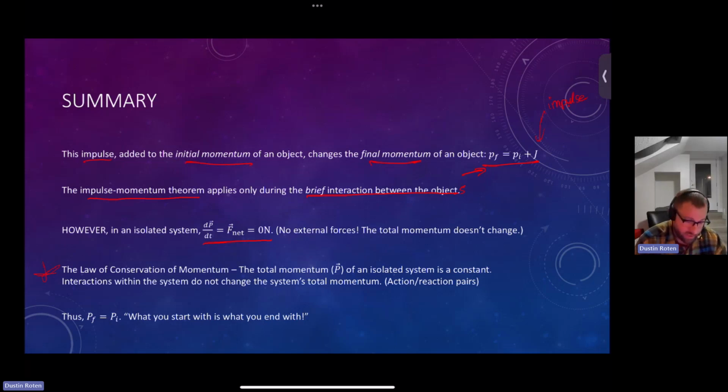And that is just saying that the total momentum, big P, of an isolated system, that is important, an isolated system is constant. Interactions within the system, so remember that's going to be within our box of particles, do not change the system's total momentum. Okay, and that's due to the action-reaction pairs. So what you start with is what you end with.